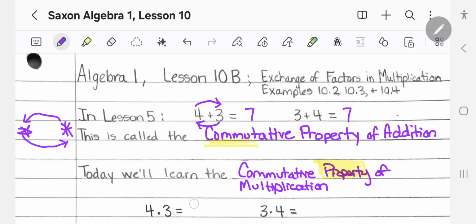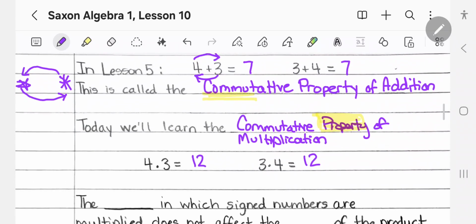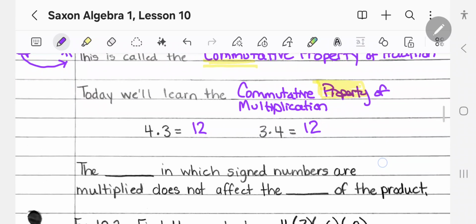So 4 times 3 is equal to 12. 3 times 4 is equal to 12. We can change the order of the factors and we will still get the same answer when we multiply.